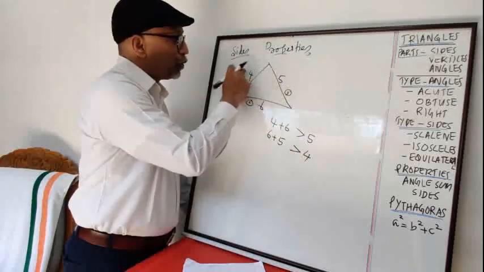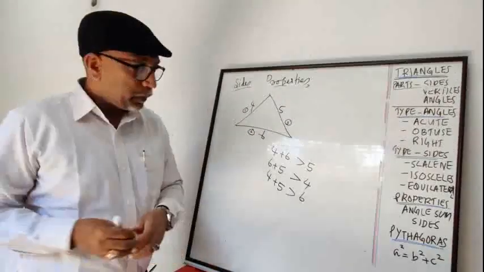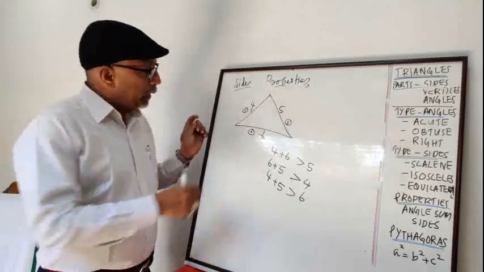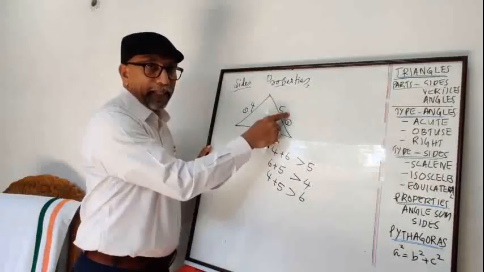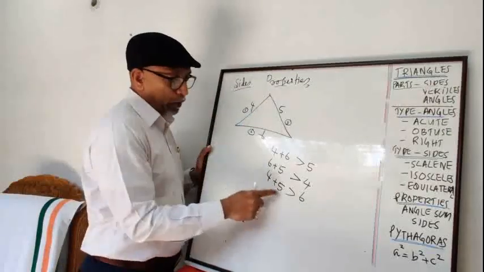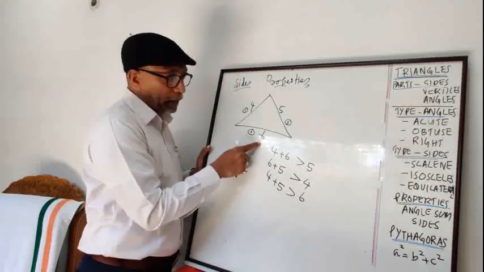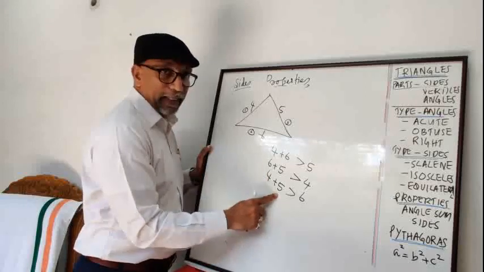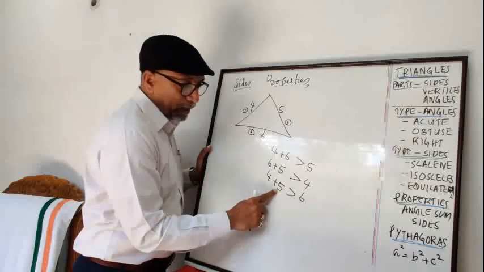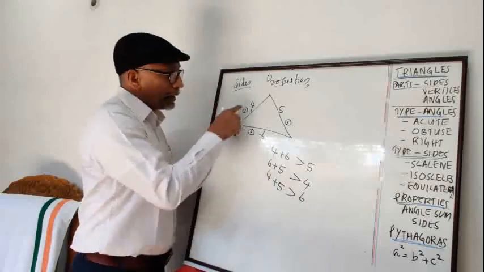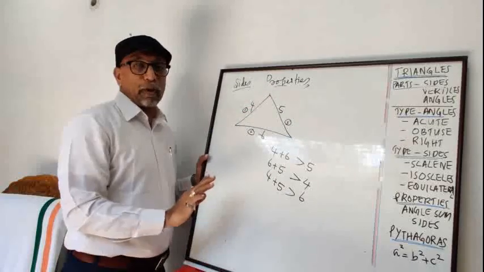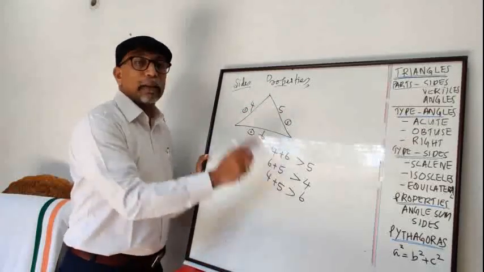Then you consider the first and third sides, 4 plus 5. The other side is 6. So 4 plus 5 is greater than 6. 4 plus 5 is 9, and 9 is greater than 6. So the sum of any two sides of a triangle is greater than the third side.